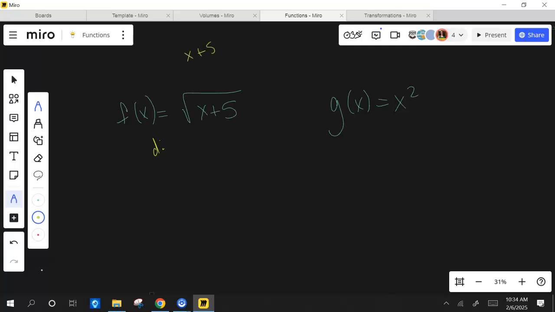It's a radical. X plus 5 has got to be bigger than or equal to 0. So x is bigger than or equal to negative 5. If you're a grapher, you shift it to the left 5. So it's negative 5 to infinity, yes? Sorry. For g, there's no fraction. There's no radical. The domain is just negative infinity to infinity. Okay.